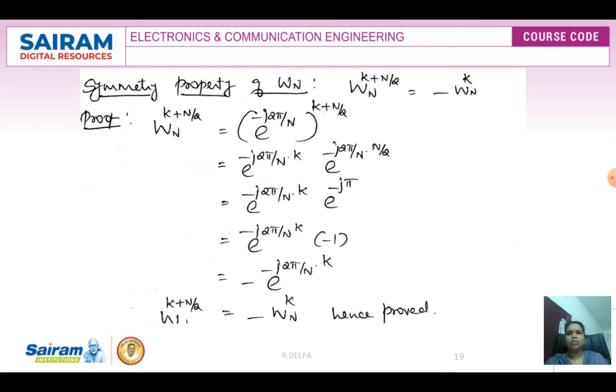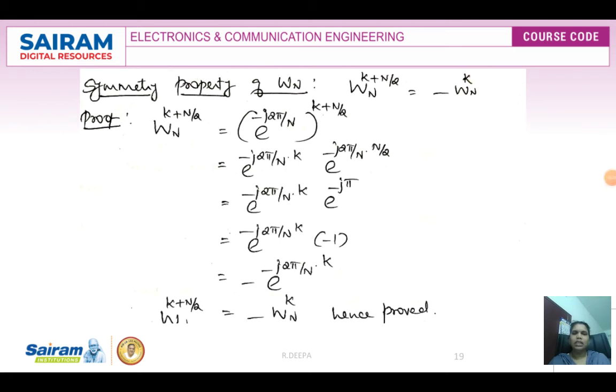So what does the symmetry property state? The statement is W_N power of k plus N by 2 is equal to minus W_N power of k. So let us prove it. We'll take the left hand side of the equation, W_N power of k plus N by 2. And as we know, W_N is e power of minus j 2 pi by N, whole to the power of k plus N by 2.